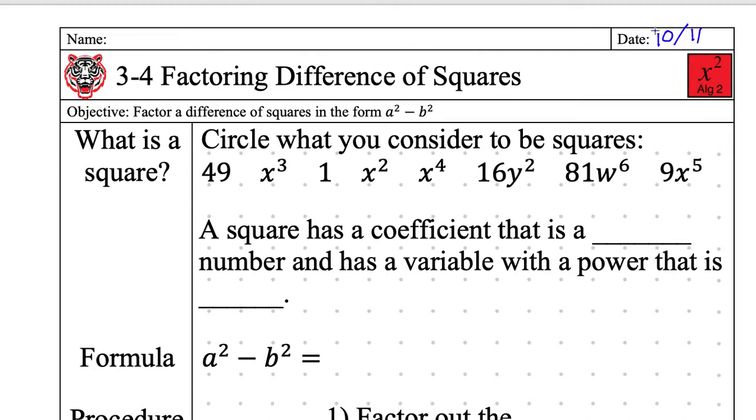Quiet raised hand. Objective is to what? Chewy was first. Factor a difference of squares in the form a squared minus b squared. Thank you, Chewy. If you have your card, please turn that in.